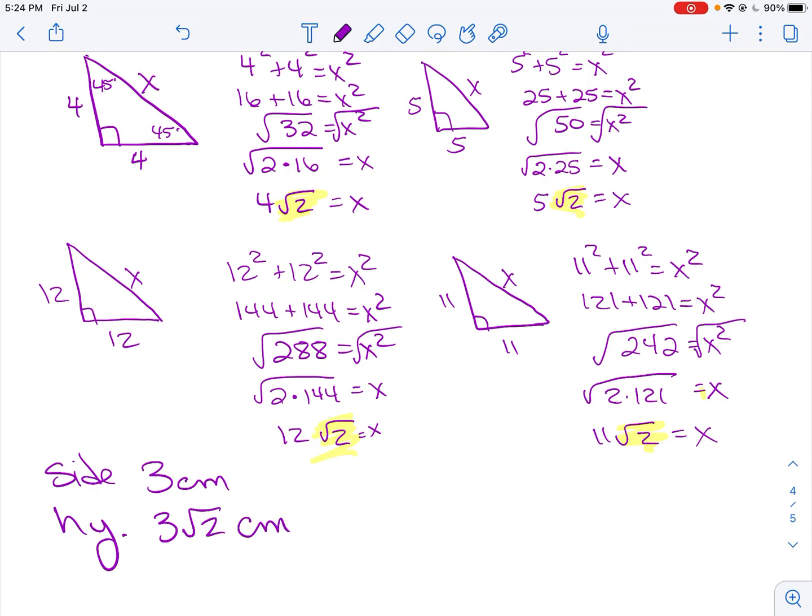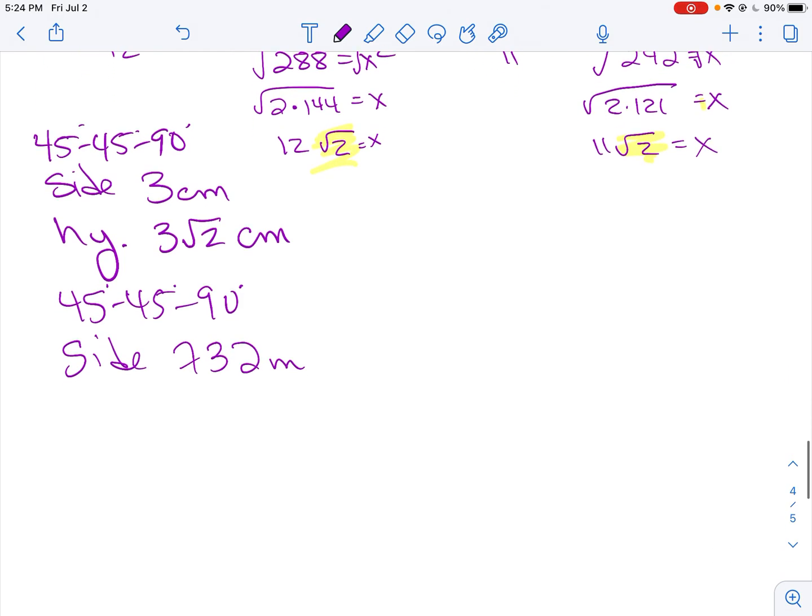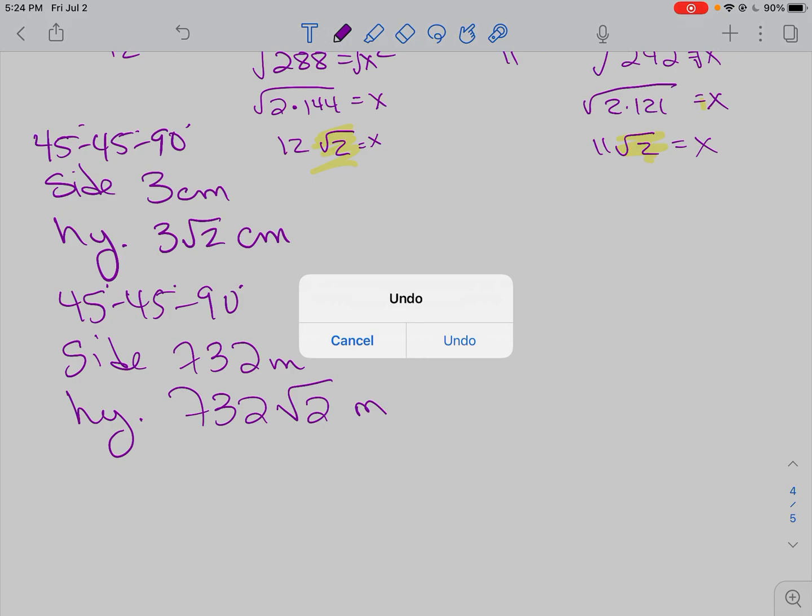I didn't even have to do any work. I should say this is a 45, 45, 90 triangle. Okay? It only works on a 45, 45, 90 triangle. So if I did another 45, 45, 90 triangle, and the side was 732 meters, I don't even have to do any work. The hypotenuse is going to be 732 radical 2 meters. I didn't even have to do any work.